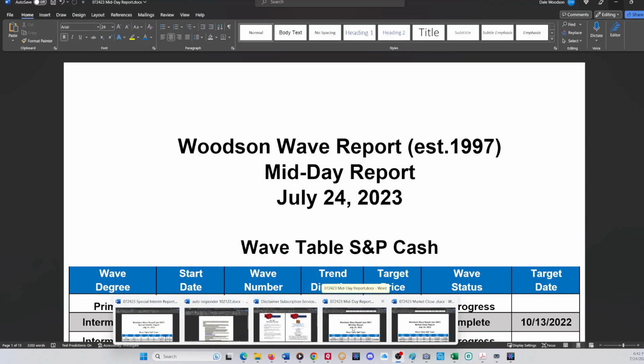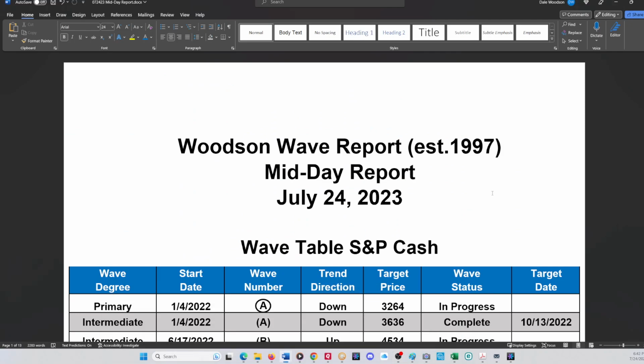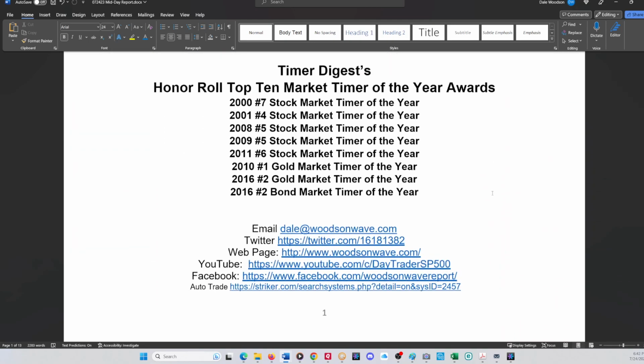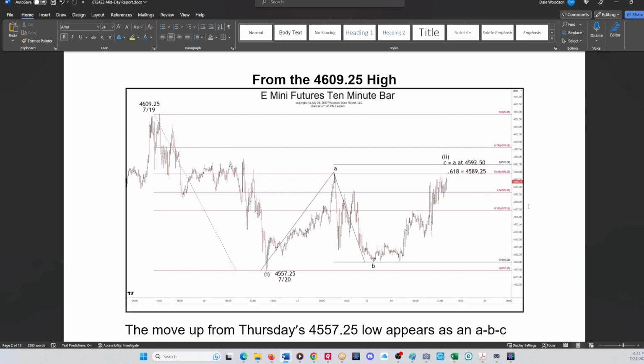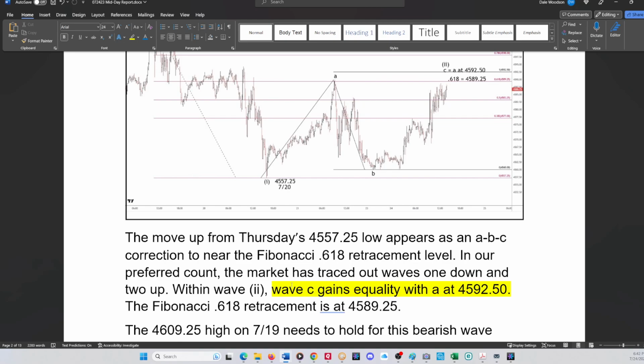I want to take a little different direction here. I'll show you guys the midday report we put out today. We're looking for this thing to make a high here. We had our targets: C equals A at 45.92.5, and there's a 618. It hadn't hit either one of those yet. And there is the key.